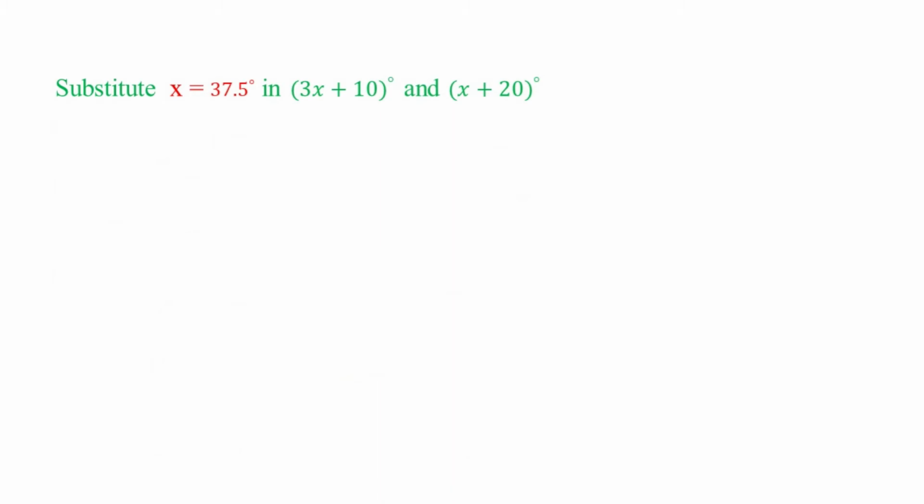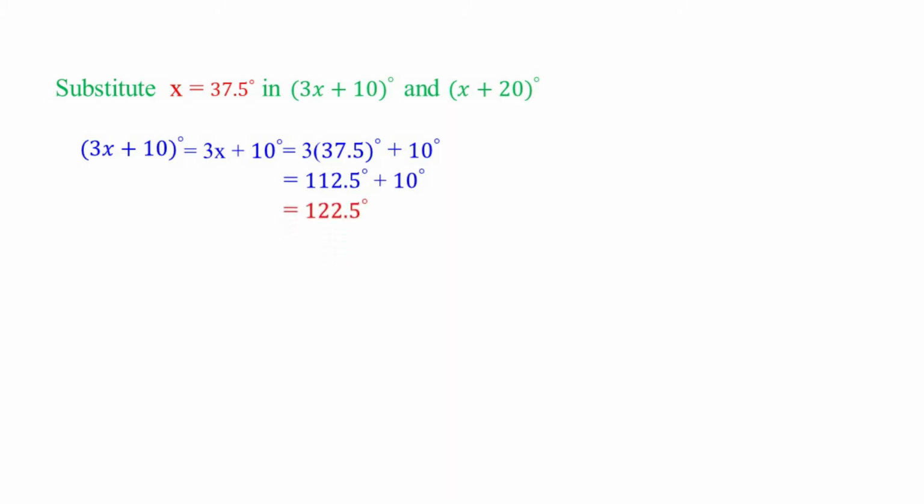Substitute x = 37.5° in (3x + 10)° and (x + 20)°. Let us substitute the value for x in the first one, 3x + 10°. On substituting the value for x, it becomes 3 × 37.5° + 10°. Now multiply by 3. On multiplying, we get 112.5° + 10°, and adding 10, 122.5°. This is the one angle, which means angle A.